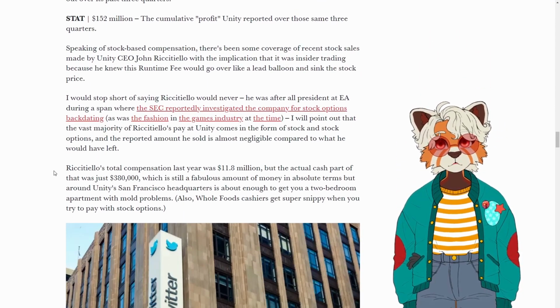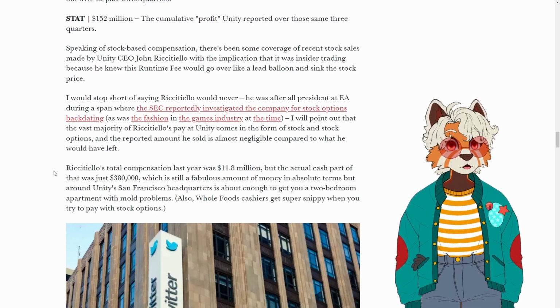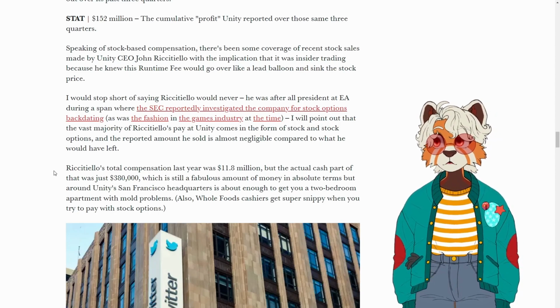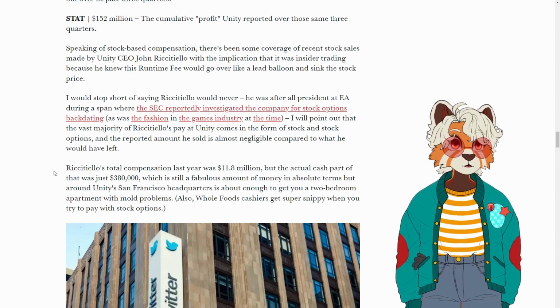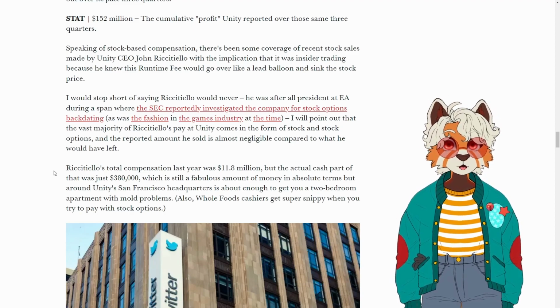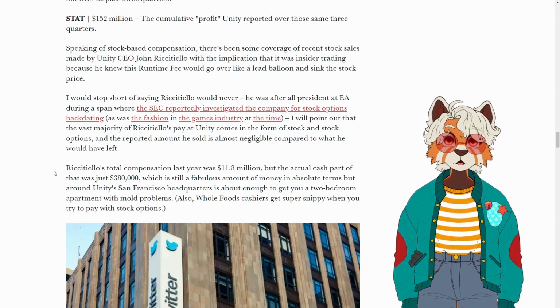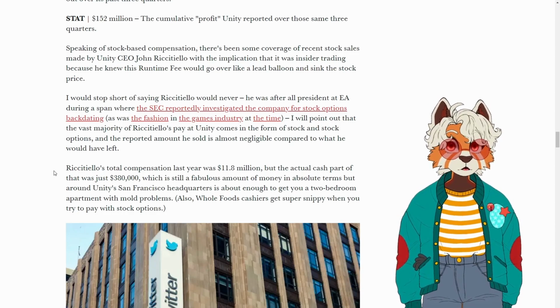So his total compensation last year, the whole year, is $11.8 million, but the actual cash part of that was just $308,000, right? The insane majority of how much reimbursement Riccitiello himself gets from being the CEO of Unity is in the form of stock and stock options, not in terms of pay.